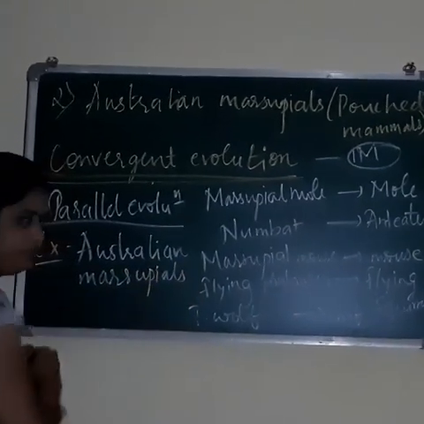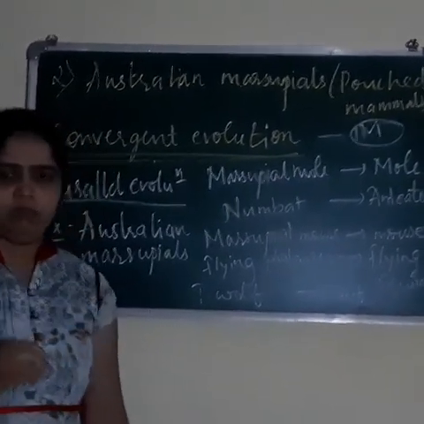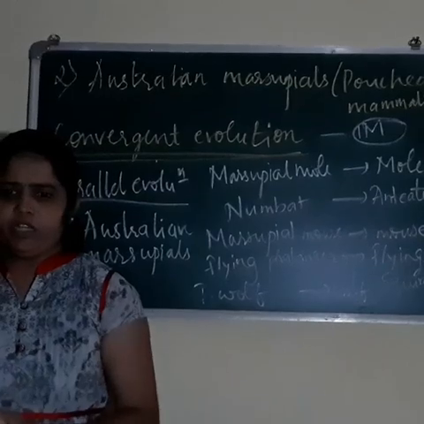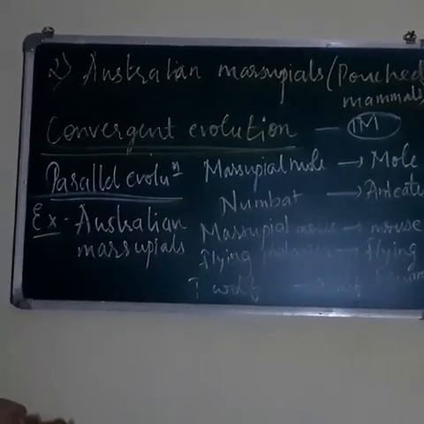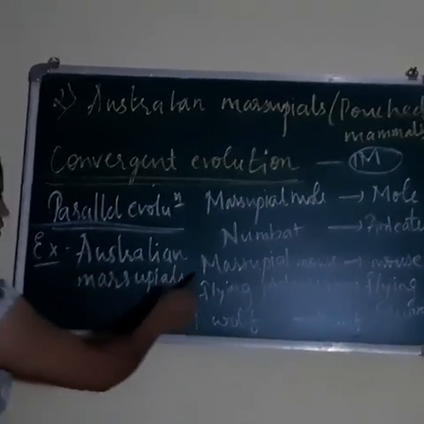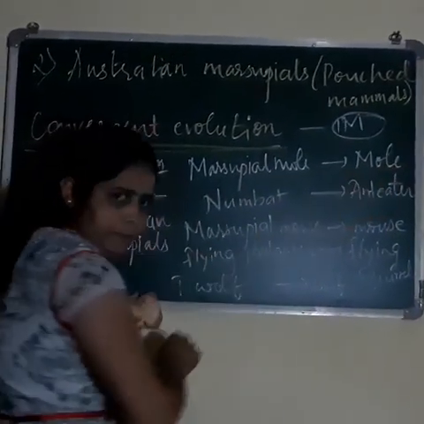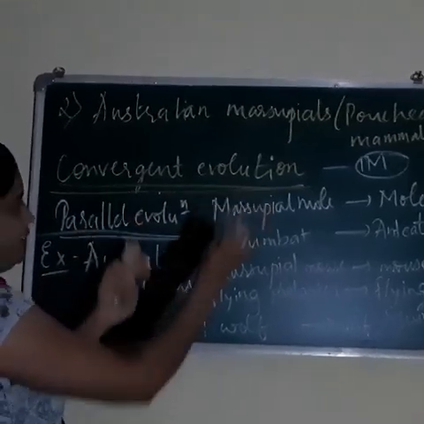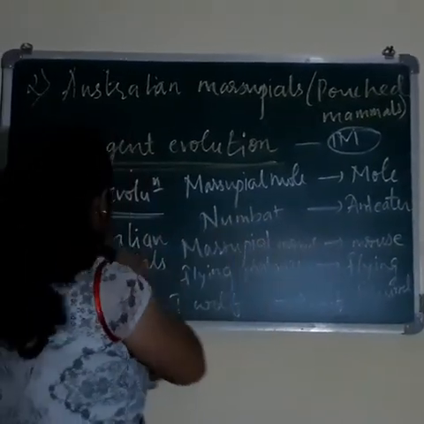So in this parallel evolution, you can see that these Australian marsupials are going to be similar to those which have evolved from the marsupials. That is, for example, Australian marsupials, and these are the pouched mammals. So these are closely related to one another. Right? And they have evolved from the same ancestors, and they are going to show resemblance as well as similarities. Hence they come under parallel evolution.